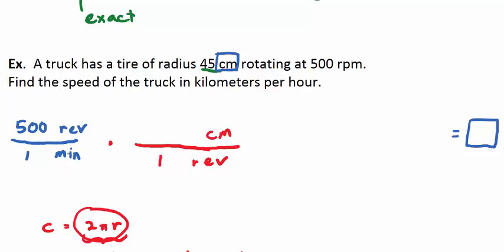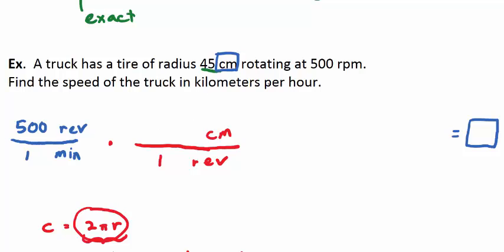Okay, so you guys have had a chance to work on this. What did this conversion factor turn out to be? Remember what the idea is. You're given, this is for the recording, guys, that the truck has a tire of radius 45 centimeters, and it's rotating at 500 RPM.